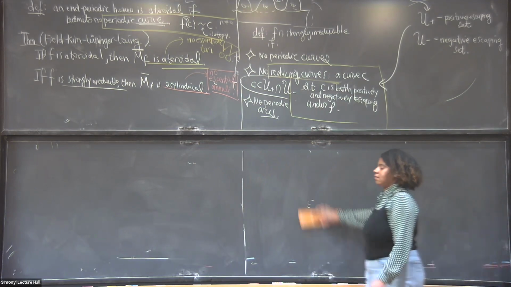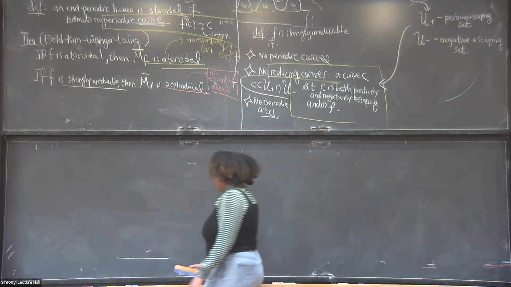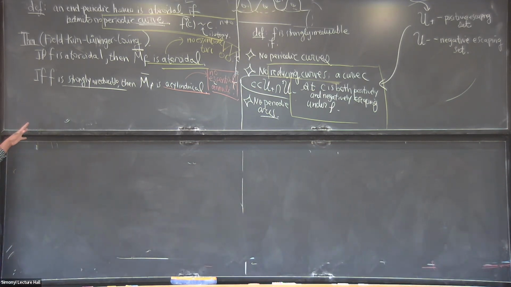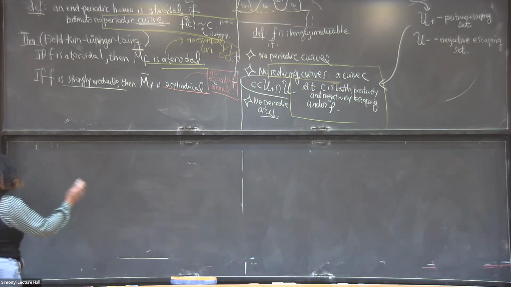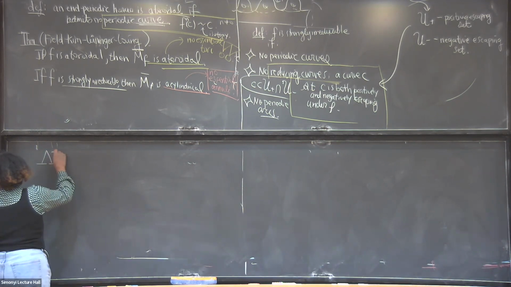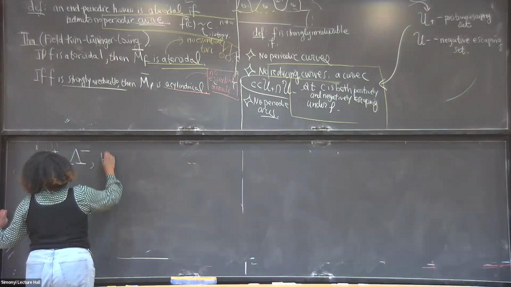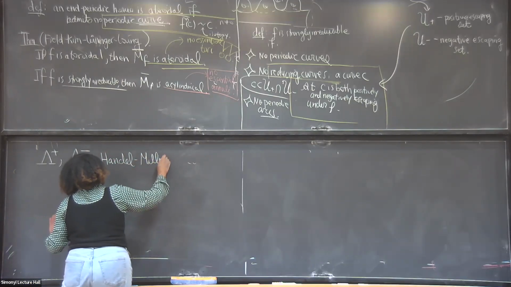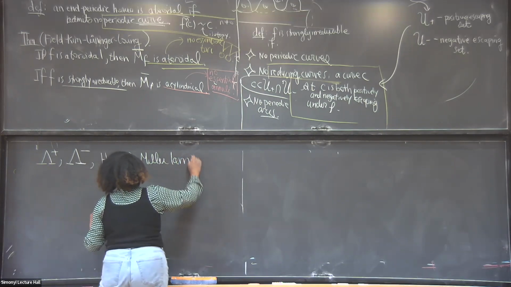Okay, let's see, what can I say in 5 minutes? All right, so let's skip ahead. So these homeomorphisms admit these laminations. Now I'm going to call them big lambda, big lambda plus, and big lambda minus. They're called the Handel-Miller laminations. They're invariant under the map.